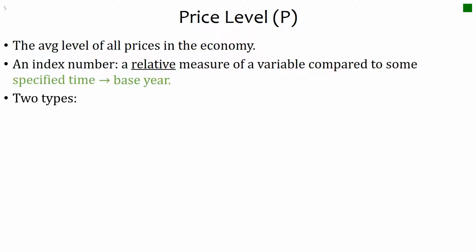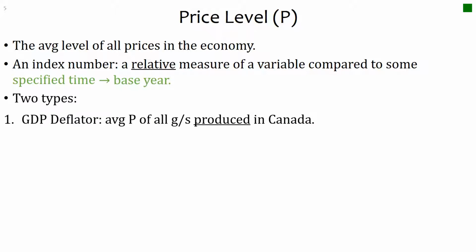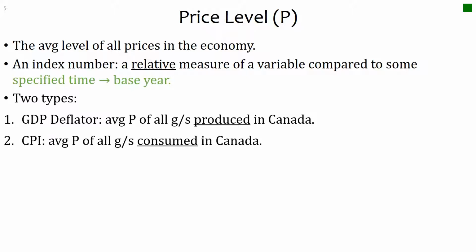So we have two main price levels that we use in macroeconomics. One of them is called the GDP deflator, which is the average price of all goods and services produced in Canada. And the other one is the CPI, Consumer Price Index, which is the average price of all goods and services consumed in Canada. So one of them focuses more on the production side, one of them focuses more on the consumption side.